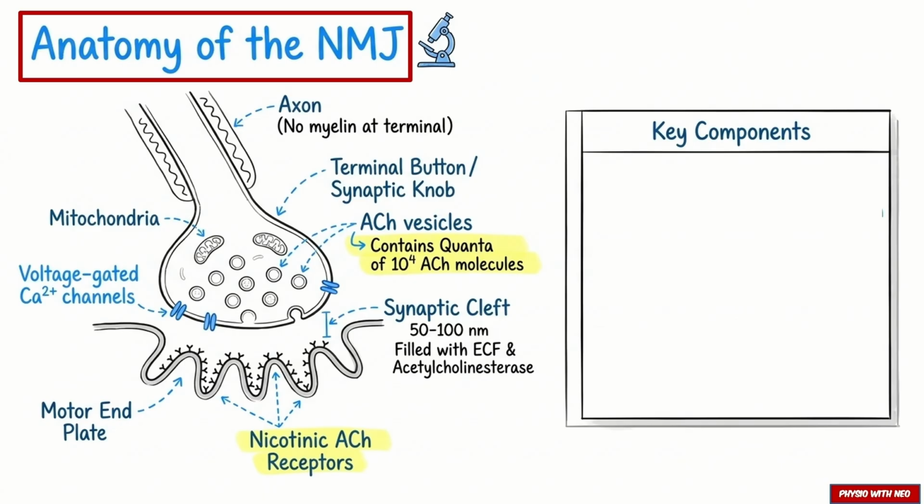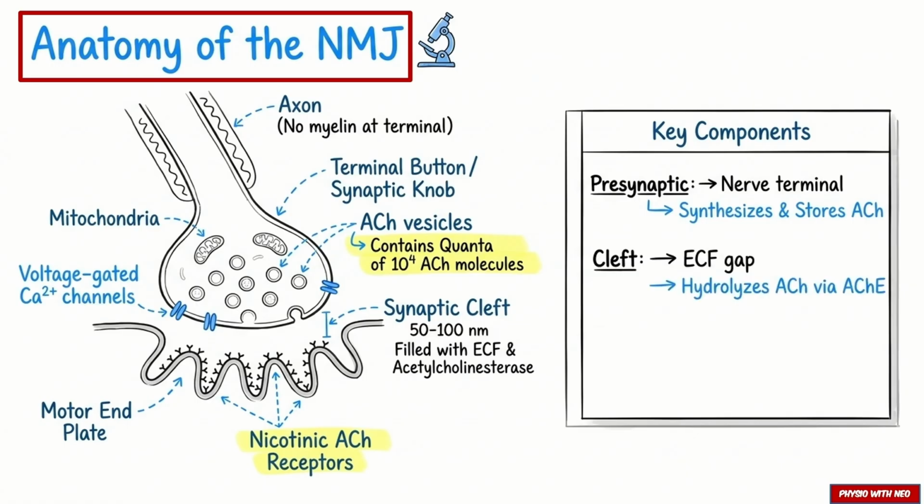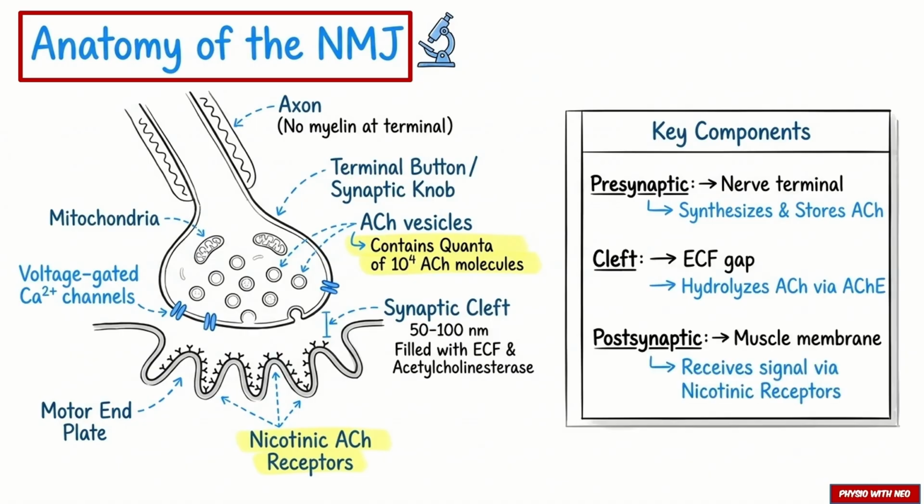Imagine the neuromuscular junction as a bridge connecting a motor neuron to a skeletal muscle. Now notice three important parts. First, the presynaptic terminal, where acetylcholine is synthesized and stored. Second, the synaptic cleft, where acetylcholine is released and also hydrolyzed by the acetylcholinesterase enzyme. And third, the postsynaptic membrane, containing numerous nicotinic acetylcholine receptors. Remember this sequence because almost every disease and drug acts at one of these three locations.